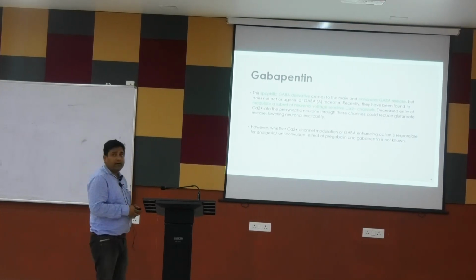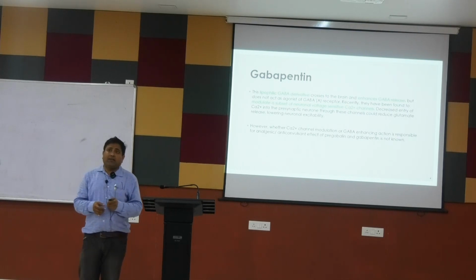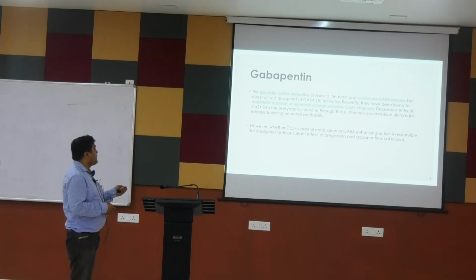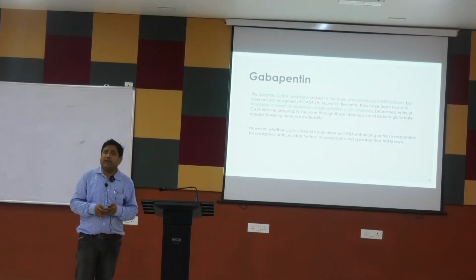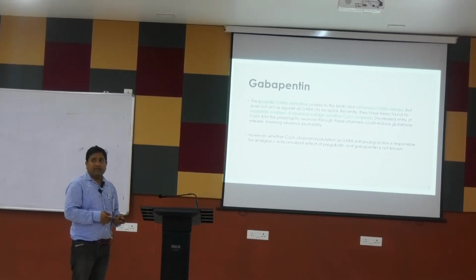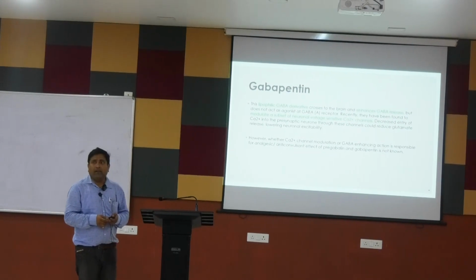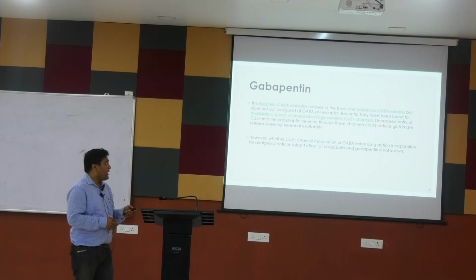Now, coming to gabapentin. Gabapentin is a cyclic GABA analog. It is basically a lipophilic molecule. It crosses the blood-brain barrier and enhances GABA release. And thus, more GABA is available to act on the GABA chloride channel.